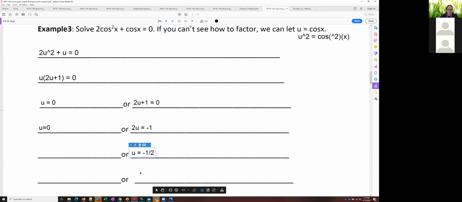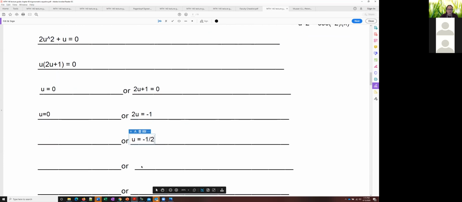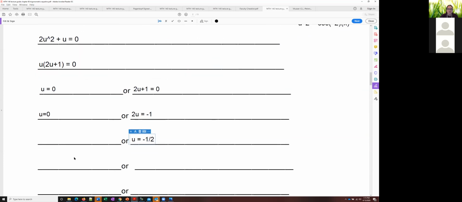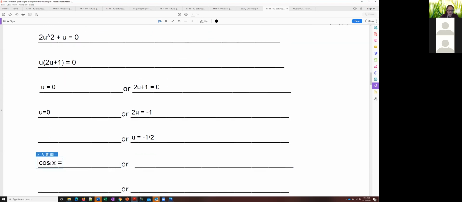That makes sense so far? And now let's remember what u was. U was standing for the cosine of x. So if u is equal to 0, that means the cosine of x is equal to 0. And if u is equal to -1/2, that means the cosine of x is equal to -1/2. Does that make sense?